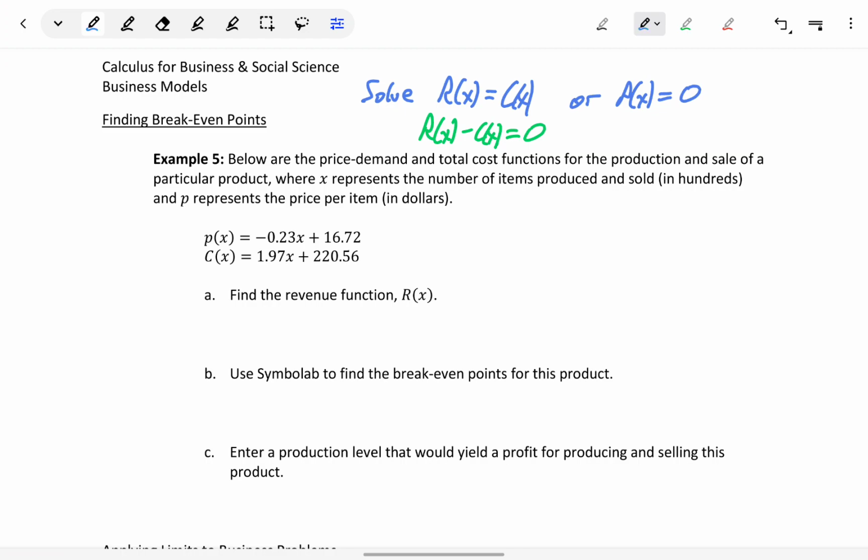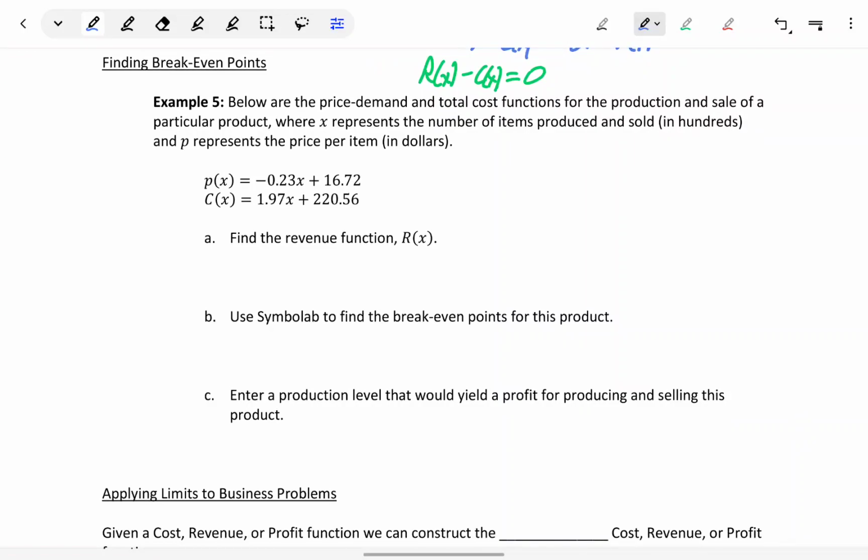In example 5, we're told that below are the price, demand, and total cost functions for the production and sale of a particular product, where x represents the number of items produced and sold in hundreds, and p represents the price per item in dollars. In part A, the first thing that we want to do is find the revenue function, since we need both a revenue and a cost function to find break-even points.